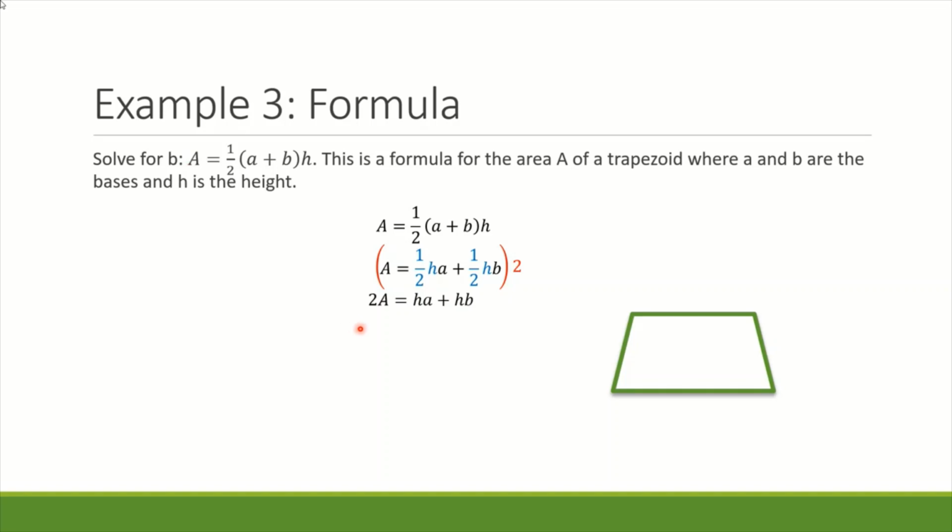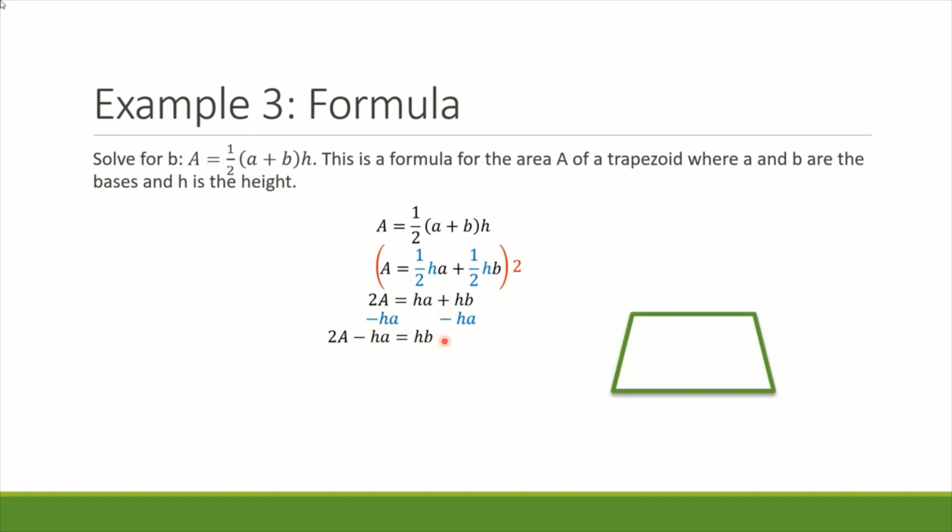Now what am I solving for? I'm solving for b. Okay, so I need to get rid of the hA. So this is addition, so I'm going to subtract hA from both sides. And they're unlike terms, so you just keep it. So that'll be 2a minus hA equals hB.